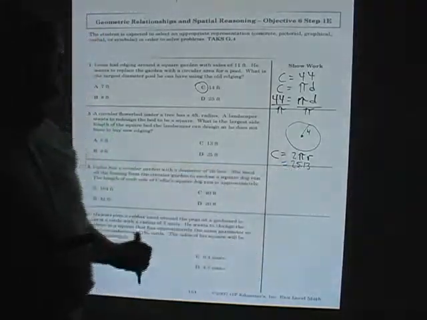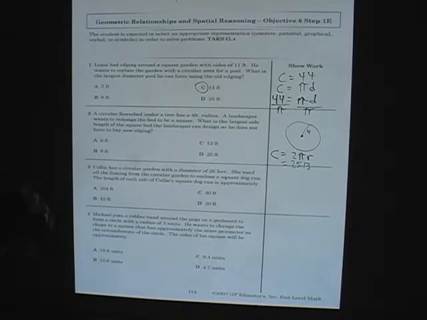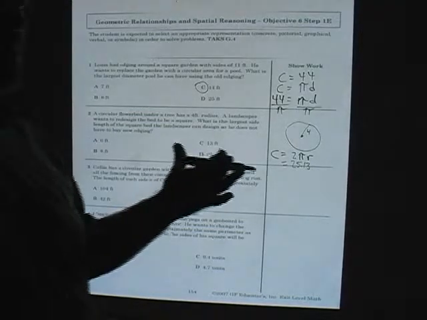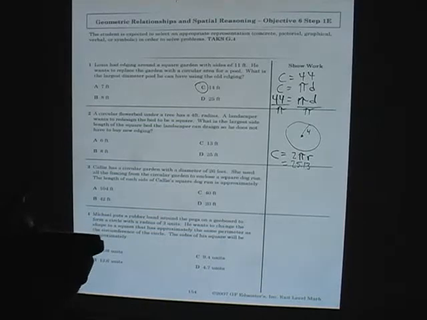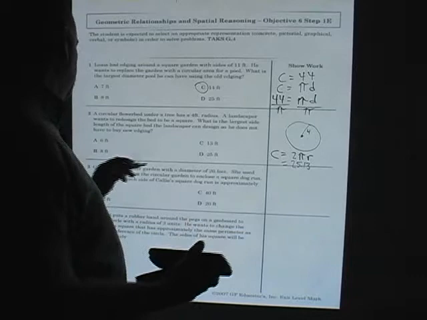Okay, so that's how much edging we have. But we want to make that into a square. Well, a square is 4 sides, and they're all the same. So we can just take that number and divide it by 4. And we'll get the length of one side. About 6 feet.